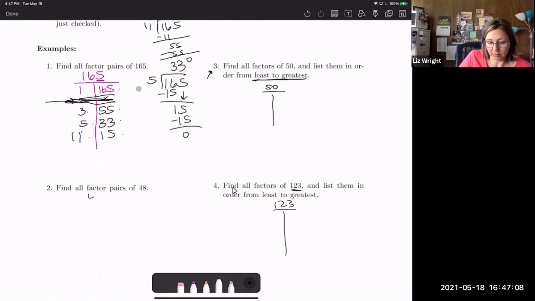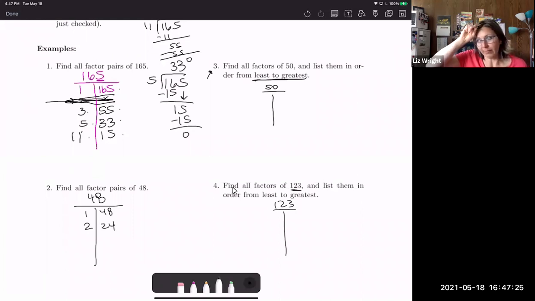So 48, we're going to have 1 and 48. And then it ends in an even number, so it'll be 2, and we'll have 24. That's just something I'm doing in my head, but if you don't know how to do that, you're welcome to do it on your calculator. You're also welcome to go like this, and so that's going to be 2. Then you're going to bring down the 8, and then that would go in 4 times. So you can do it that way too.